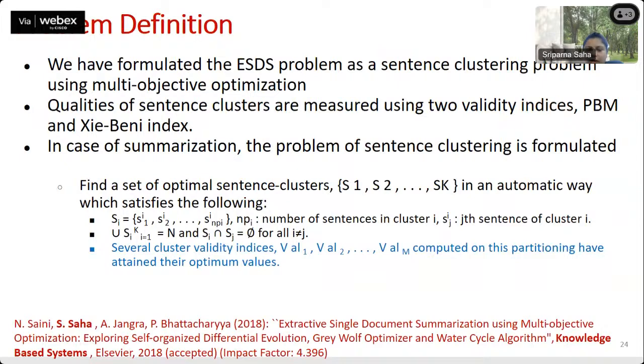So this is our problem definition. So first of all, we have to cluster the sentences, and here we'll be applying the multi-objective optimization. So we will be optimizing multiple cluster validity indices. So in the last class, I mentioned 3 indices: I index, SIM index, and the connectivity based index. So here also we have to simultaneously optimize multiple cluster validity indices to cluster the set of sentences into some meaningful clusters. So that is our objective function. So basically we have formulated the ESDS problem as a sentence clustering problem using multi-objective optimization. And we are optimizing two objective functions, PBM index and Zybani index.